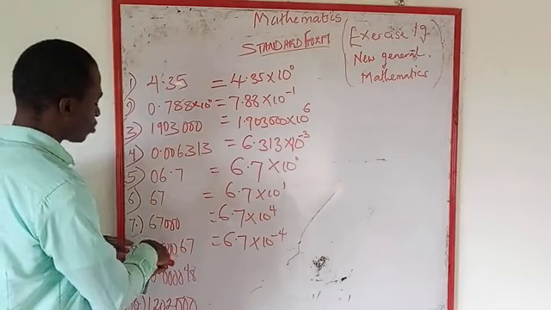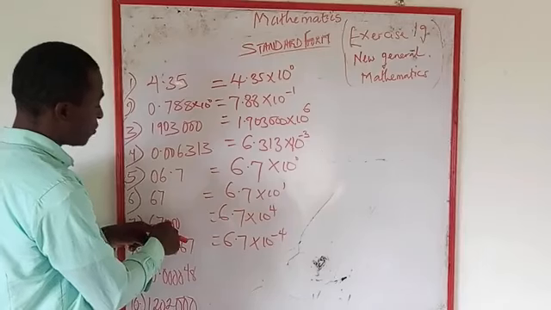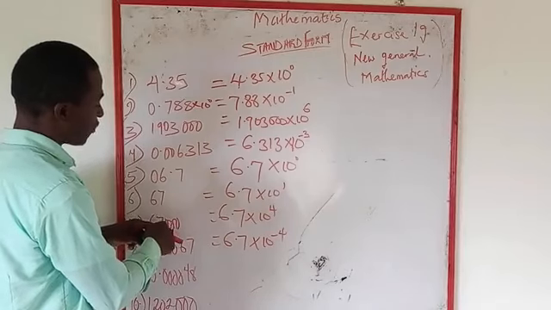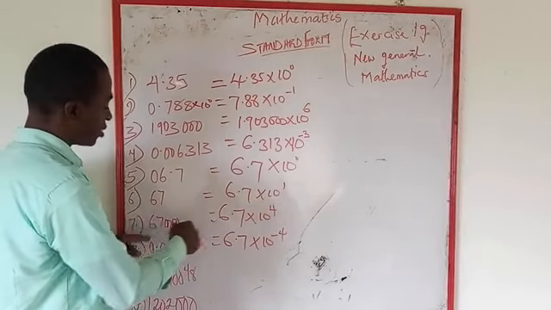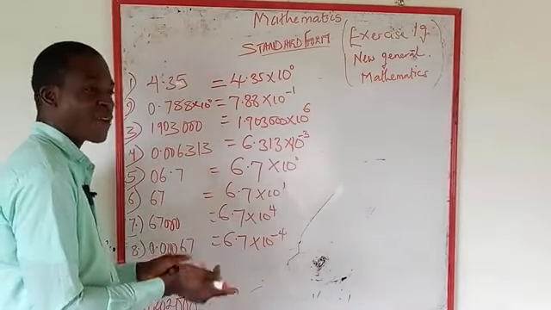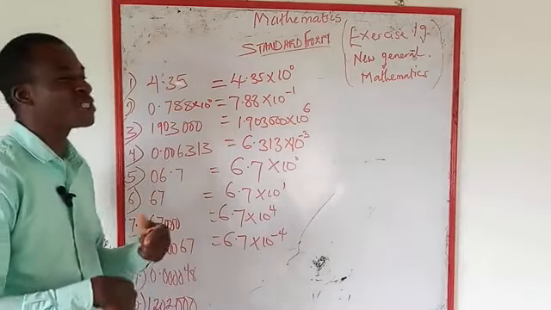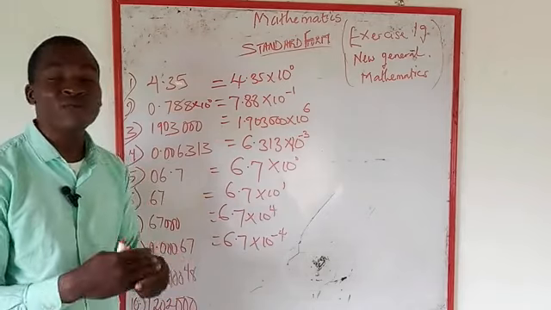If I count up to maybe, like, for example, in this question, I count 1, 2. It would have been 670.00 times 10 raised to power what? 2. Because I counted 2 times. If I count 1, it depends on the number of movements I make. That is why you can express a number in variable form.